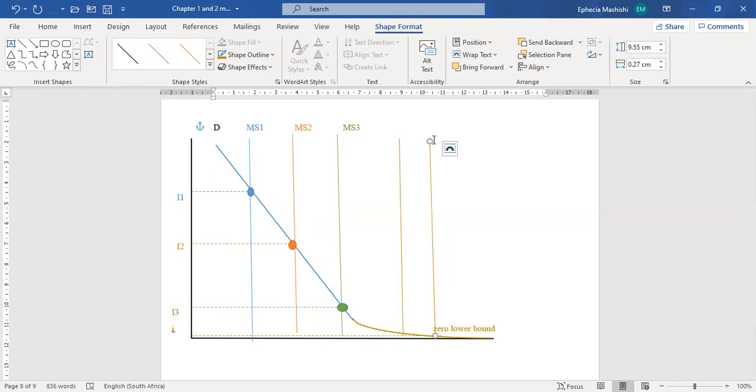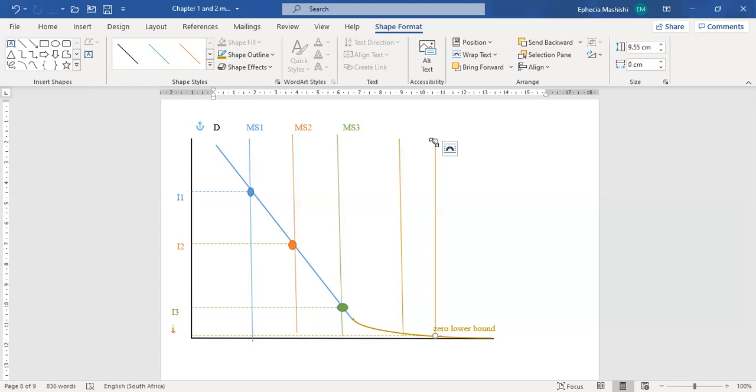So what is the zero lower bound? The zero lower bound is an incident where nominal interest is at or near zero, causing a liquidity trap. So as soon as we reach the zero lower bound, we are in a liquidity trap. What does that mean? It means that monetary policy will be ineffective in stimulating the economy because the central bank cannot increase the money supply again, because nominal interest is at or near zero. At this point, everybody wants to hold money because bonds pay a low interest rate.